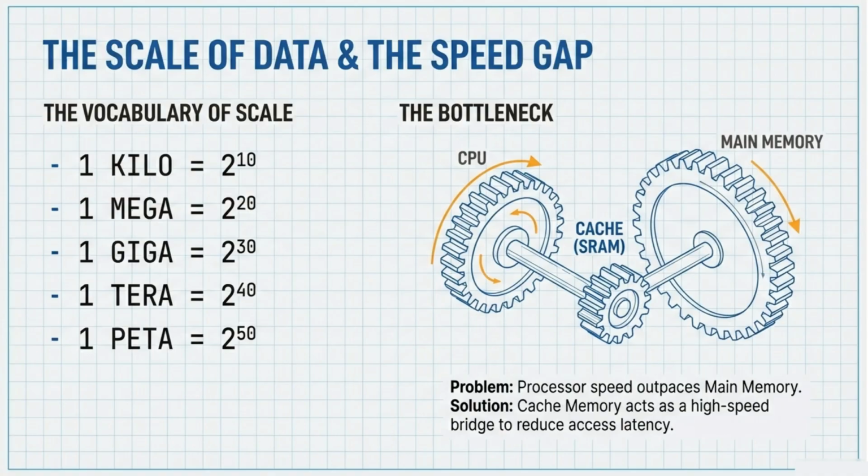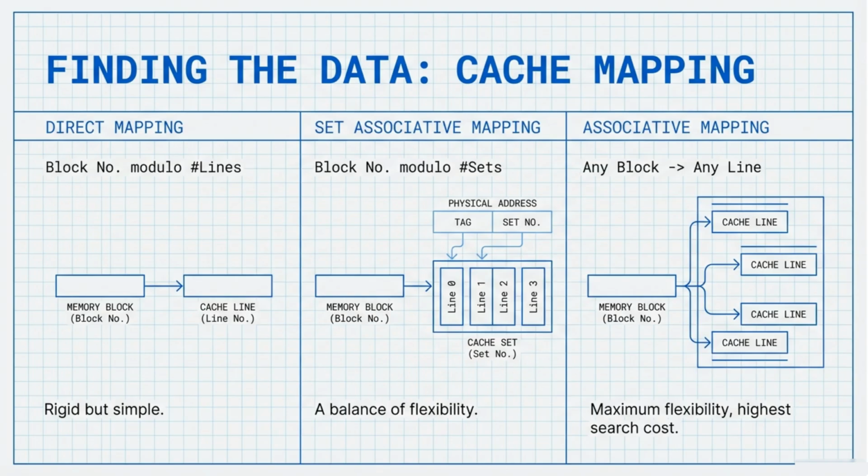As data size increases, a major challenge appears: the speed gap. The CPU operates at extremely high speed, while main memory is comparatively slower. This difference creates a performance bottleneck. To solve this problem, cache memory is introduced. Cache memory acts as a high-speed bridge between the CPU and main memory, reducing access latency and ensuring faster data availability for the processor. Cache mapping determines how data blocks are placed.